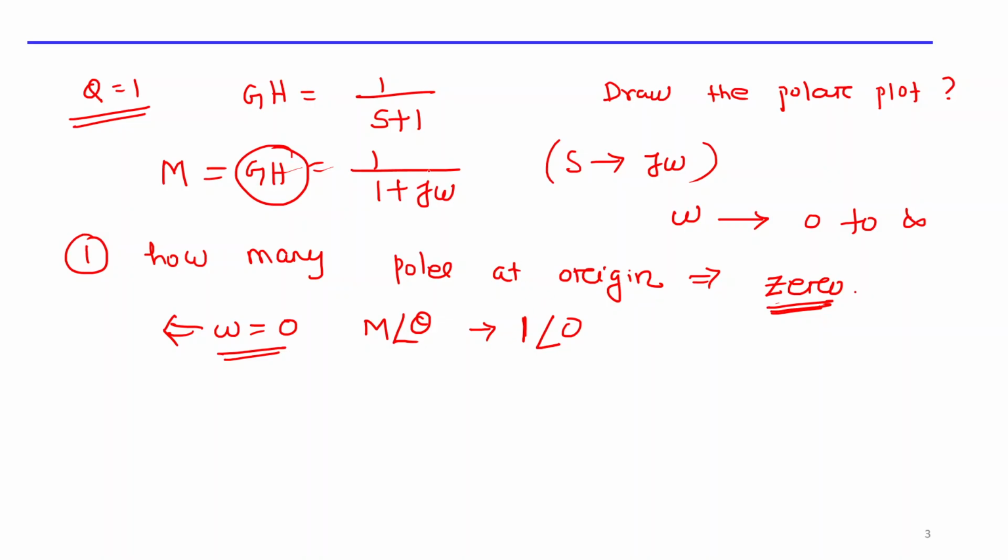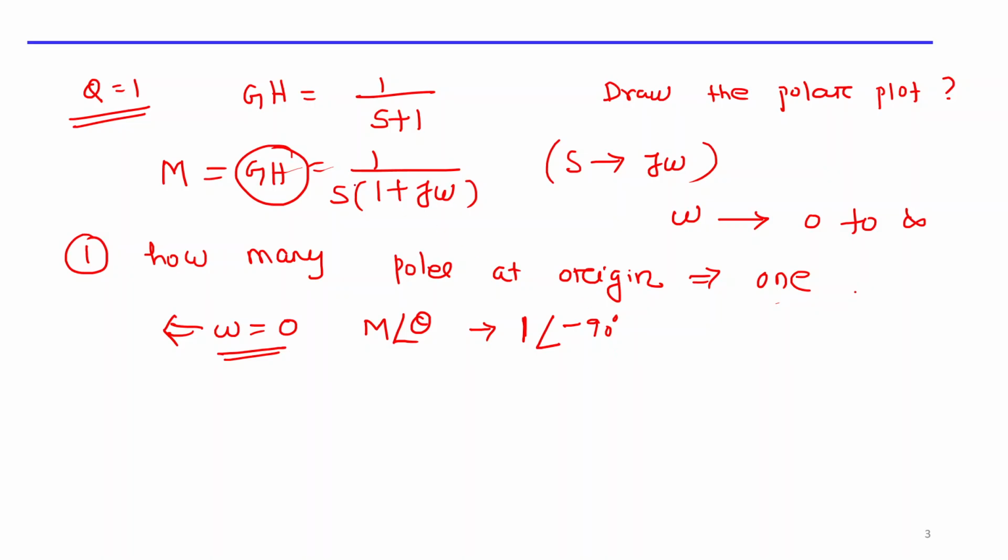Suppose in this question I am adding one s here. One s means the number of poles at origin is now 1. Then the angle at omega equal to 0 only depends on the number of poles at origin. How many poles at origin? 1. One pole will contribute minus 90 degree angle and a zero will contribute plus 90 degree angle. So the angle would now be minus 90. How I find the angle at omega equal to 0 is very important.